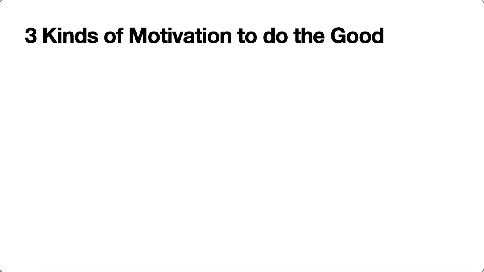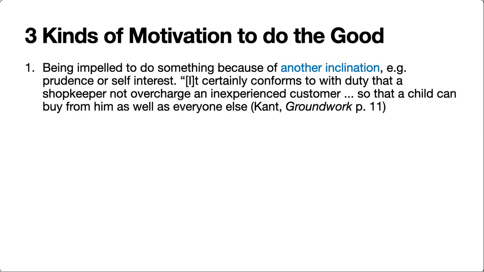Kant's theory tells us that people do the right thing for the wrong reasons. And when people do the right thing for the wrong reasons, that's still wrong. On the Kantian view, that's still wrong, right? So for us to see what doing the right thing for the right reason looks like, let's look at three kinds of motivation to do the good. The first is being impelled to do something because of another inclination. So first motivation to do the good, another inclination. So prudence or self-interest, right?